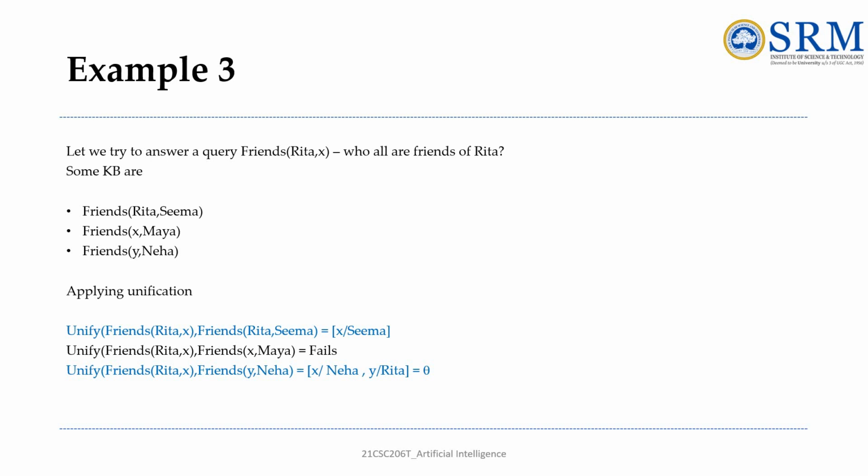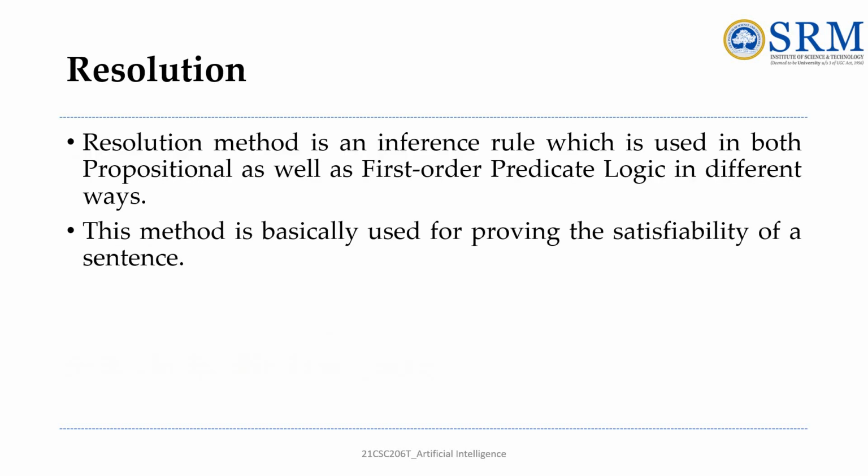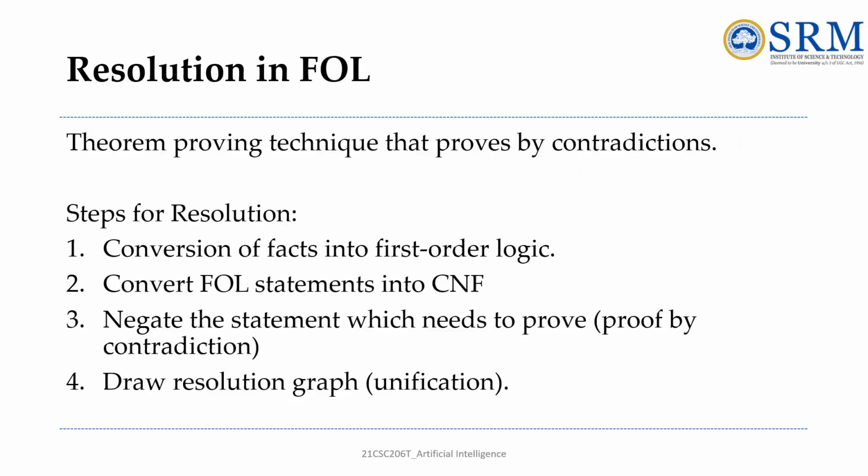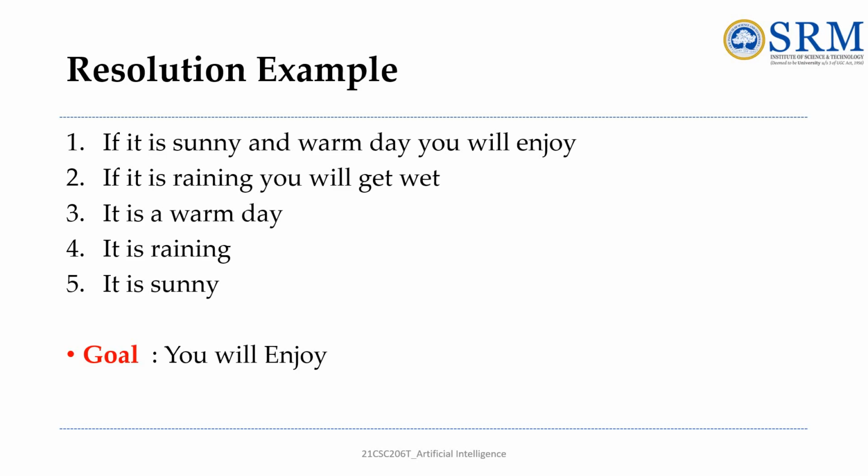Now an example of resolution in first order logic. How does resolution work? You know that resolution is a powerful inference technique used to prove the satisfiability of logical statements. The steps: first, convert all facts into first order logic statements in conjunctive normal form; negate the statement we want to prove; use resolution rules and unification to derive a contradiction. So these are the steps for resolution.